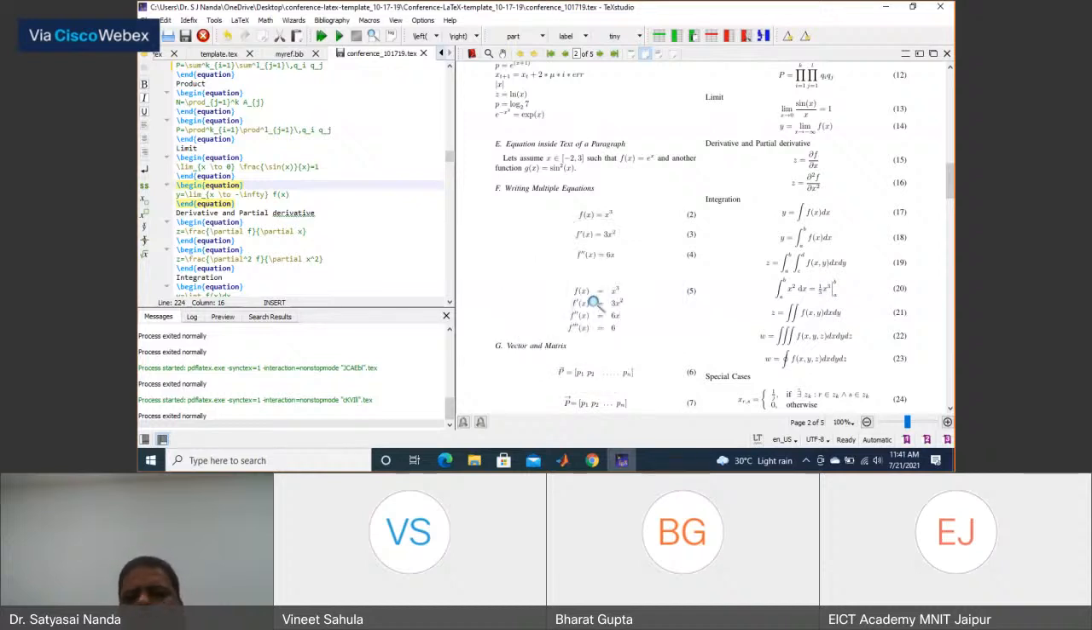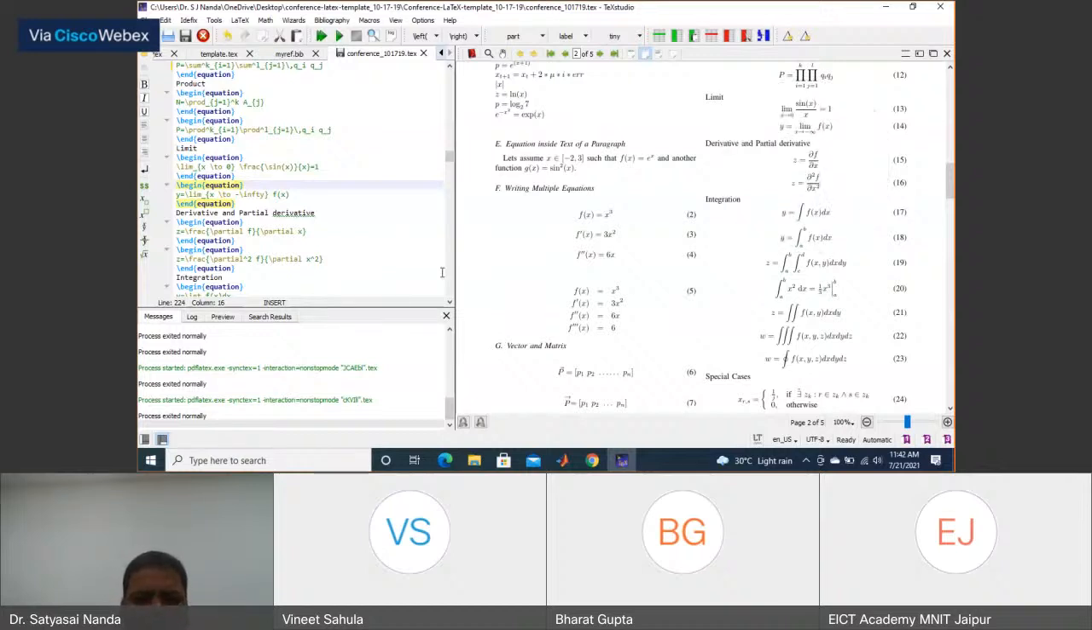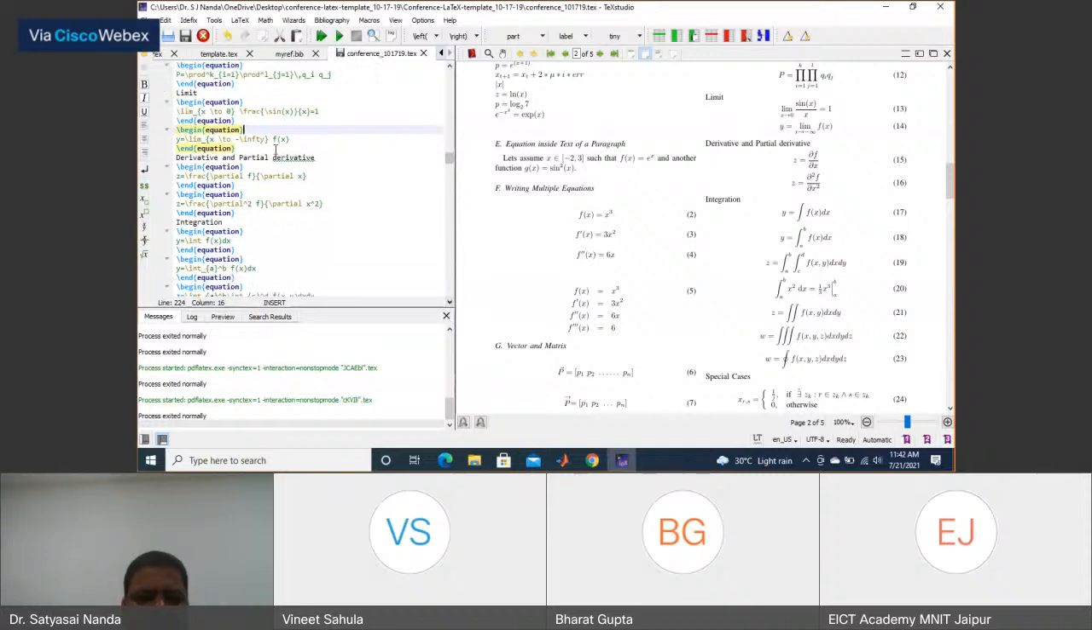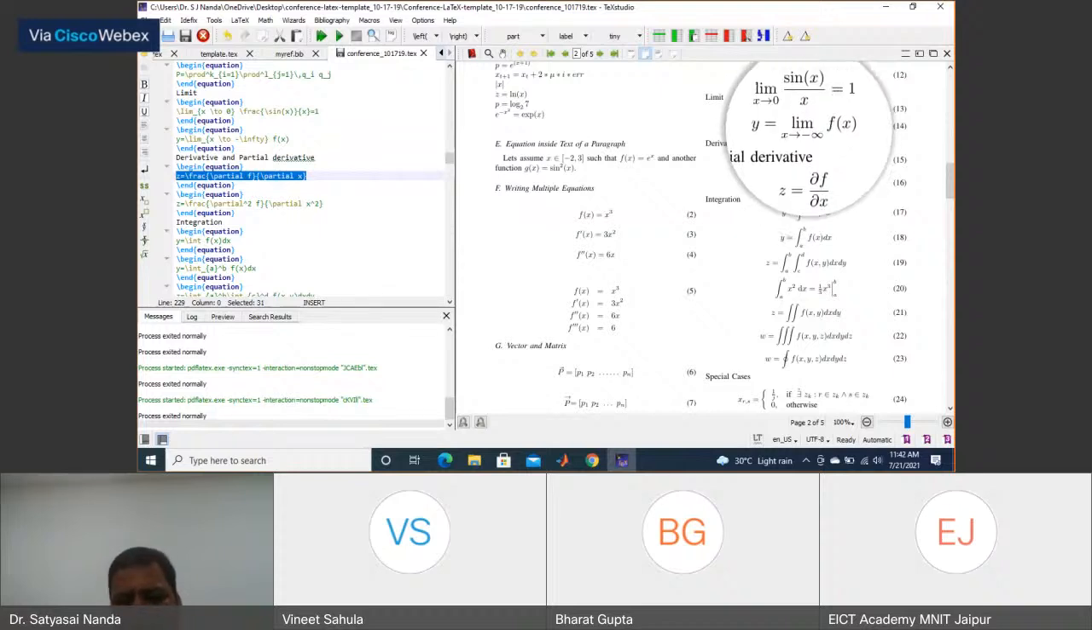Then we have to discuss the partial derivative, how to write it. For writing partial derivative, like z is equal to del f by del x, or z is equal to del square f by del x square. This is how we can write this del type of partial derivative expression. For that we are using z is equal to, you can observe, fraction, then \partial. \partial is for partial derivative. \partial f divided by \partial x. So you can observe this partial term is making this del symbol effective.